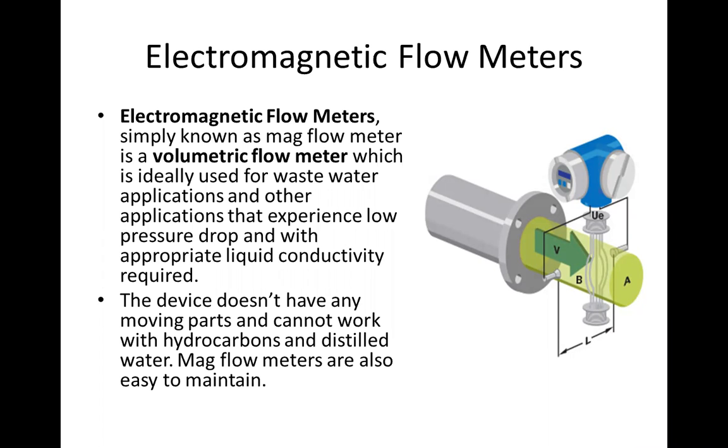Electromagnetic flow meters, simply known as MAG flow meters, are volumetric flow meters ideally used for wastewater applications and other applications that experience low pressure drop and with appropriate liquid conductivity required. The device does not have any moving parts and cannot work with hydrocarbons and distilled water. MAG flow meters are also easy to maintain.